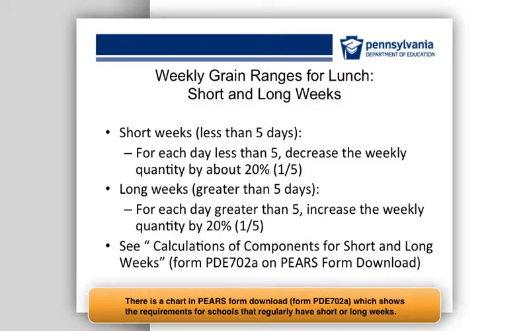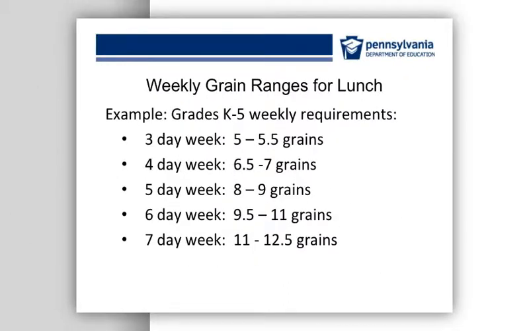You don't have to do these calculations on your own. There is a chart in the PAIRS form download which shows the requirements for schools that regularly have short or long weeks. Here is a sample of the information in that chart for grades K to 5. 8 to 9 grains is the weekly requirement for a 5-day week for grades K to 5. As the week gets shorter, the required number of grains decreases. As the week gets longer, the required number increases.